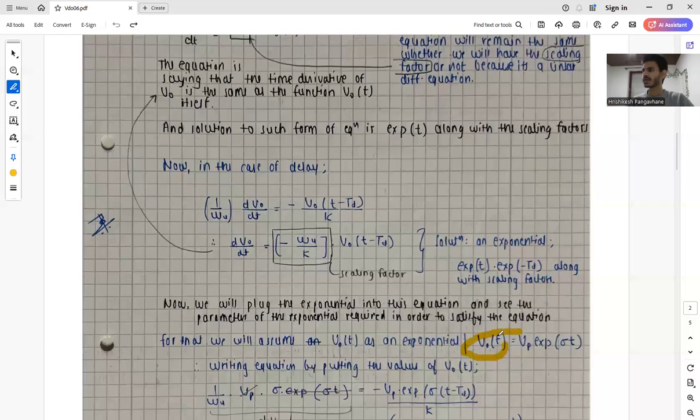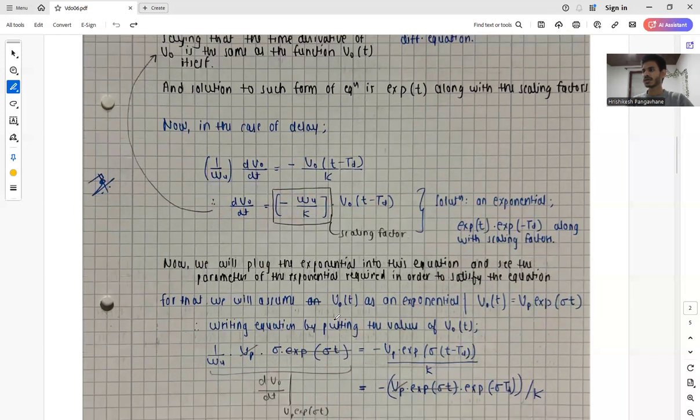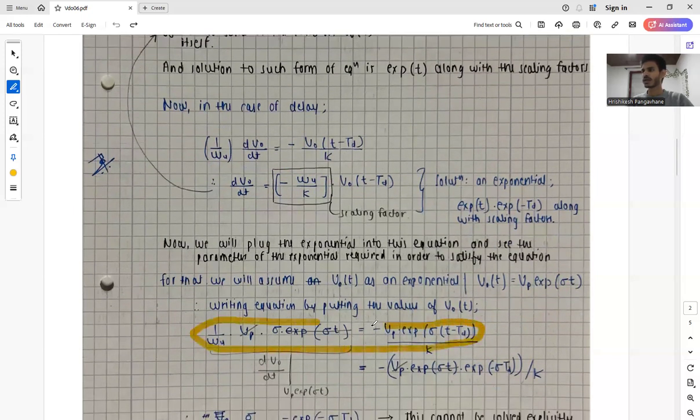So we will take v naught t as Vp, some amplitude, times exponential of sigma t, and write an equation by putting the value of v naught t into this. We will get an equation like this, and we can rewrite it like this. When we rewrite it, our Vp cancels out with Vp, and exponential of sigma t cancels out with exponential of sigma t. And this is nothing but the dv naught by dt we had over here, right?